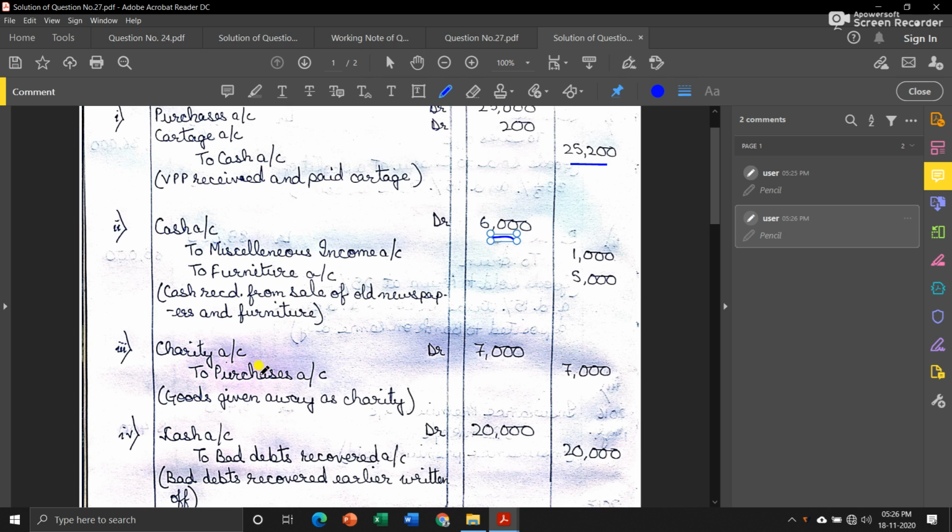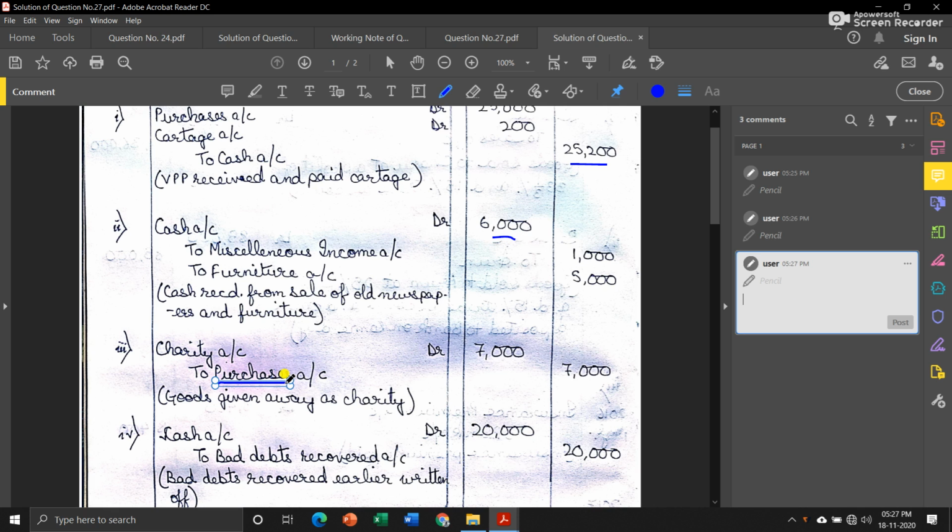So we will debit charity account, credit to purchases, because goods that we used to deal in our business regularly were given away, so we will use purchases account. Since charity account is a nominal account, and according to nominal account, debit all the expenses or losses, we will debit charity account, credit purchases account, rupees 7,000.